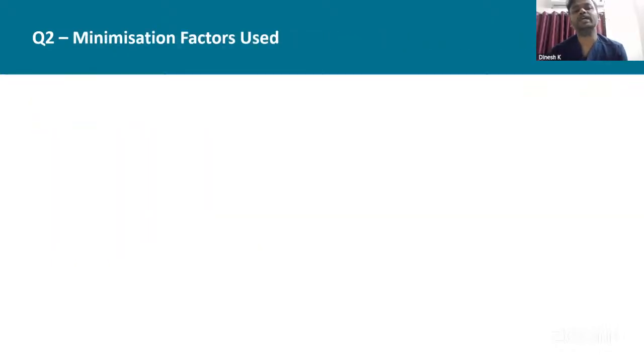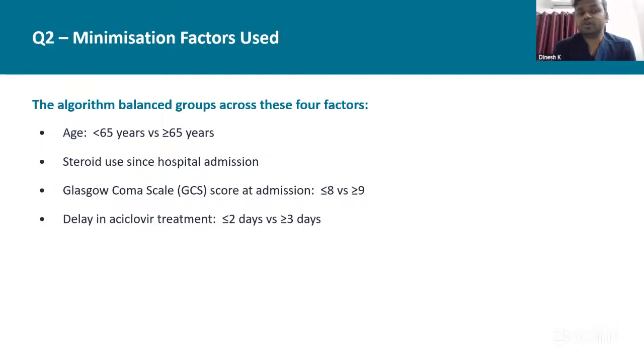Coming to the randomization, they also used minimization factors. They used these four factors: age, steroids, GCS, and delay in acyclovir treatment, which individually have prognostic implications for HSV encephalitis. They made sure that with these minimization factors, the algorithm tried to balance the two groups, so these factors would not be a hindrance. They tried to balance both groups with the minimization factors.